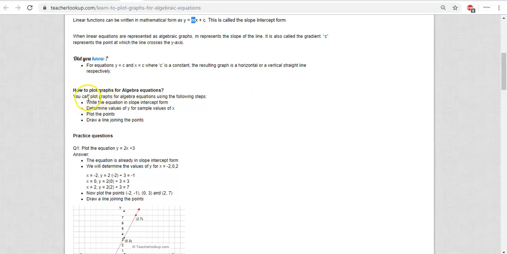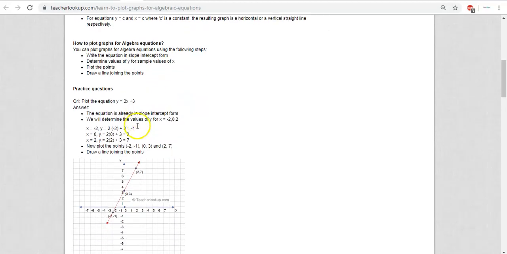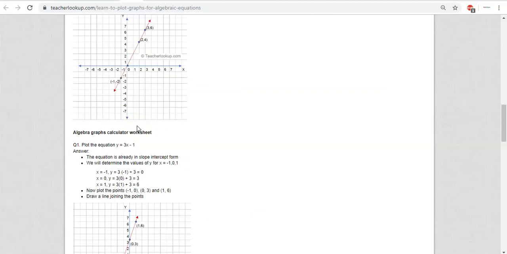So to plot a graph, this is now plotting a graph. You write the equation in slope-intercept form. Determine values of y for sample values of x. Plot the points and draw the joins. Guys, there are some really good examples at the bottom.